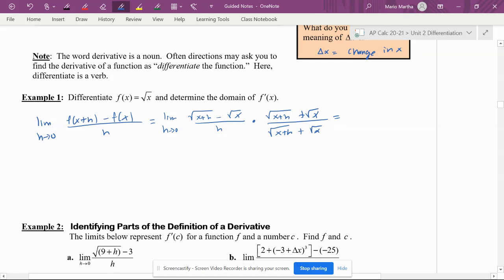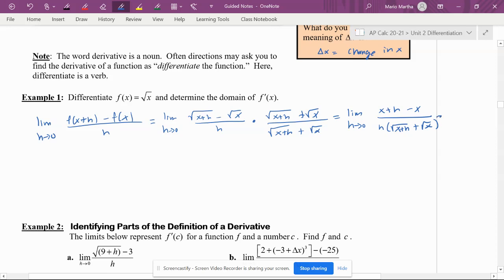On top, you're going to have a difference of squares. So the limit as h approaches 0. In this case, multiply the top: square root of x plus h times square root of x plus h gives you just x plus h. And then square root of x times negative square root of x is negative x, divided by h times the square root of x plus h plus the square root of x.